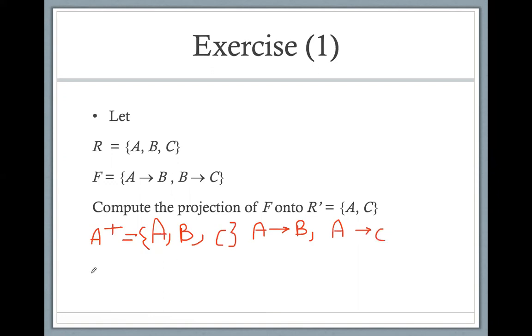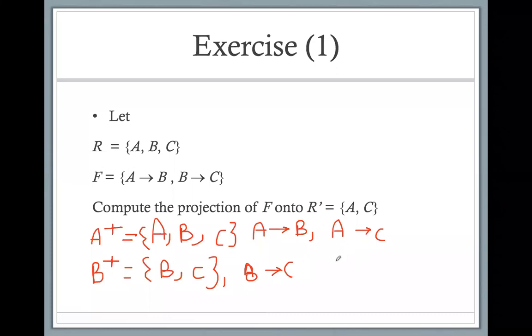Let's compute the closure of B. It's B and C. Only B and C. And so from this, I deduce that B determines C. We need to do this also for pairs of attributes, but let's focus on this alone for now.